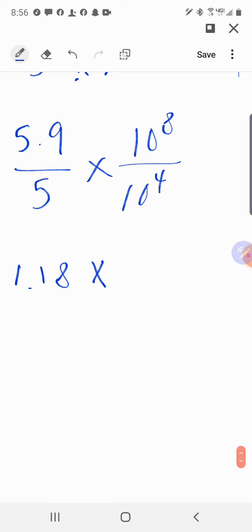1.18 times. Whenever we are dividing exponents, all right, we subtract. So 8 minus 4 is 4, so I got 10 to the 4th. And it's already in scientific notation because the decimal is after the first one. So when I look at my answers, it looks like that is the third one.